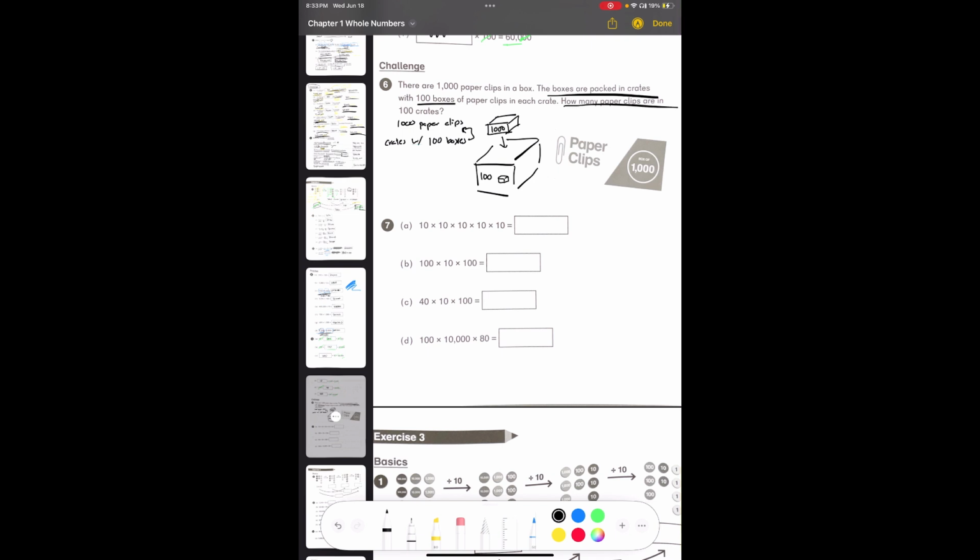So how many paper clips are in 100 crates? And so we have 100 of these, right? So what are we gonna do? Well, the first thing we're gonna do is figure out how many crates do we have. We have 100 crates. So we have 100 crates.